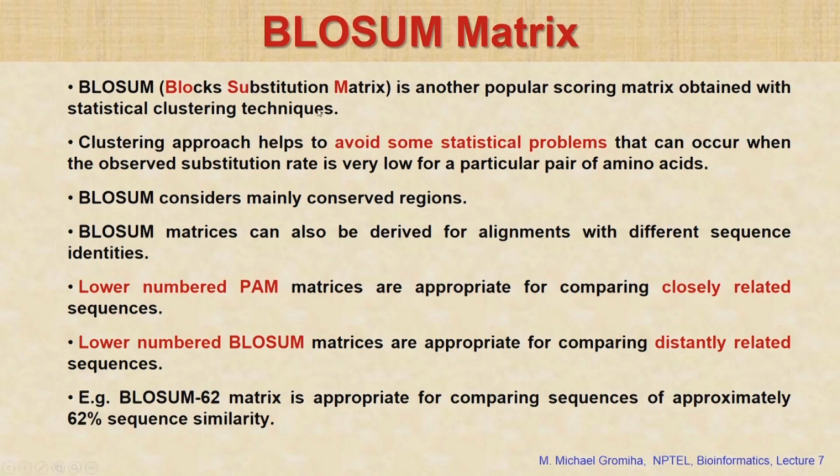In the case of the PAM matrix, a lower number of PAM matrix is appropriate for comparing which type of sequences? Closely related sequences. In the case of BLOSUM, they do the other way around. The lower numbers of BLOSUM matrices are appropriate for distantly related sequences, and generally we use BLOSUM 62 for comparing sequences of about 62% sequence similarity. This is very commonly used in the alignment programs.